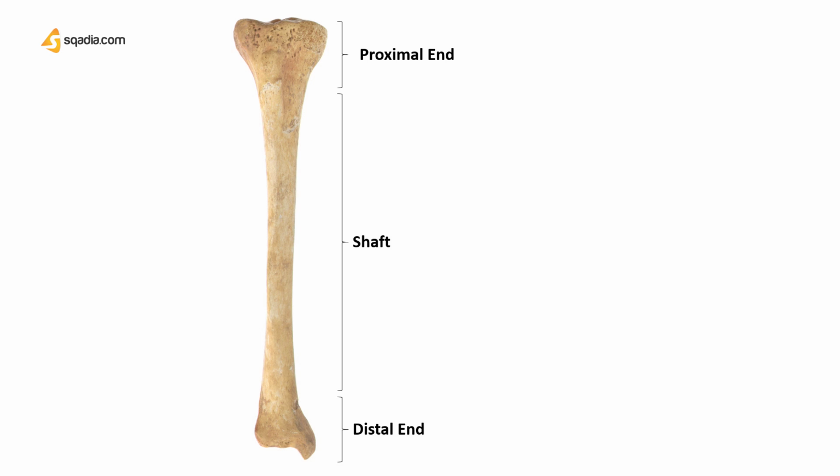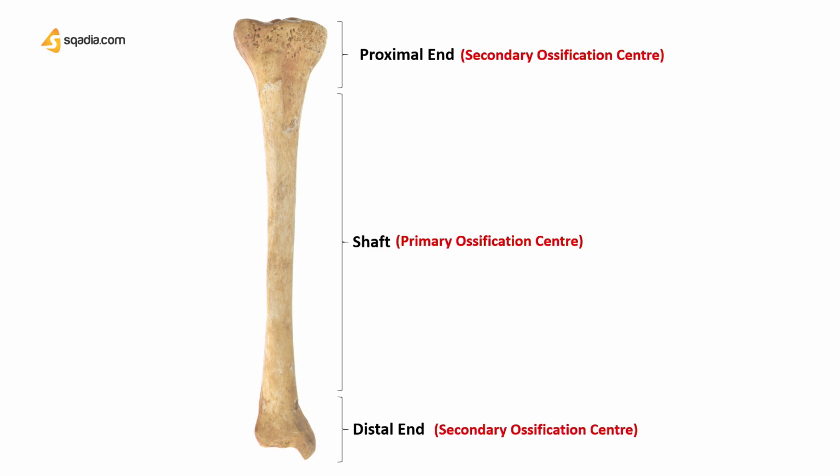Just like it has three parts, in the same way tibia usually has three ossification centers. However, in some humans, there might be more. We have one primary ossification center for the diaphysis, which in this case is the shaft, and two secondary ossification centers for each epiphysis, which are the two extremities, the proximal and the distal end.